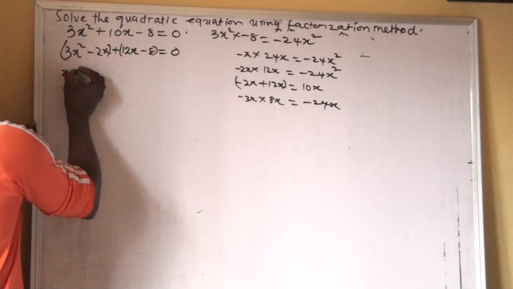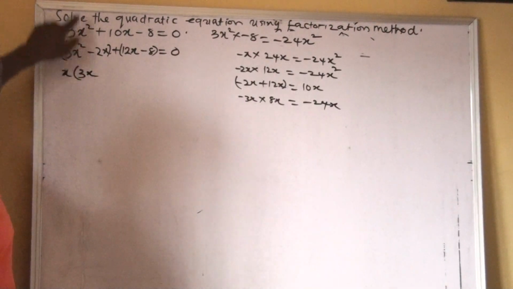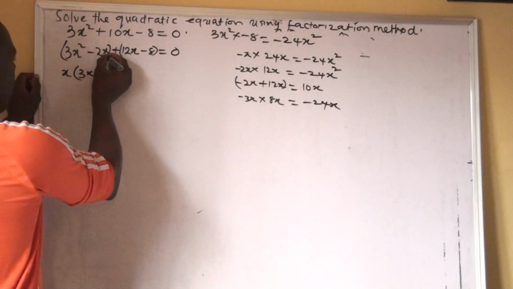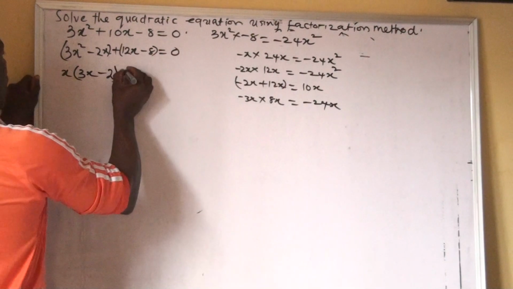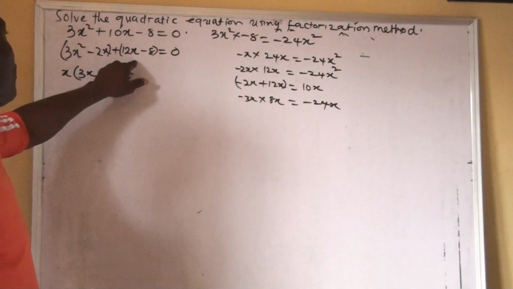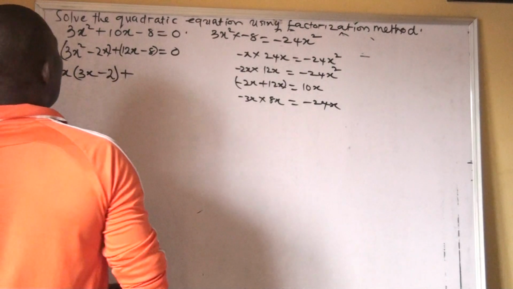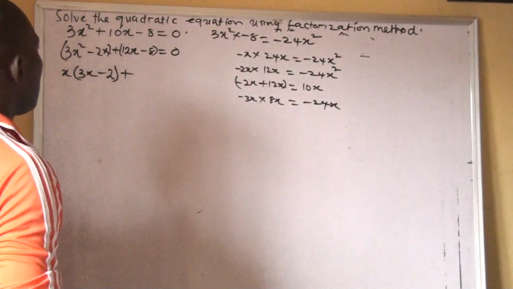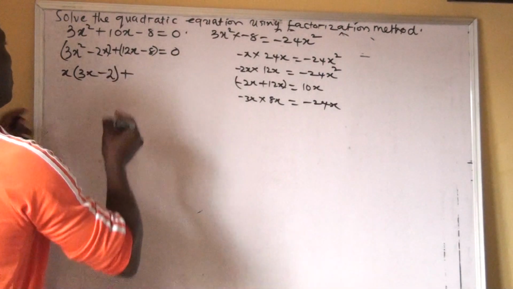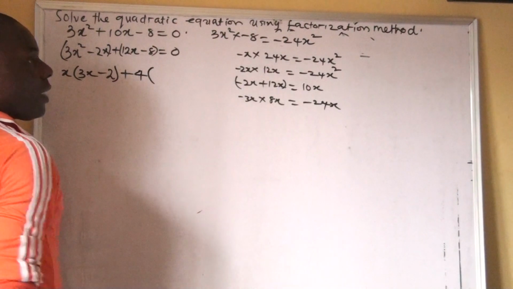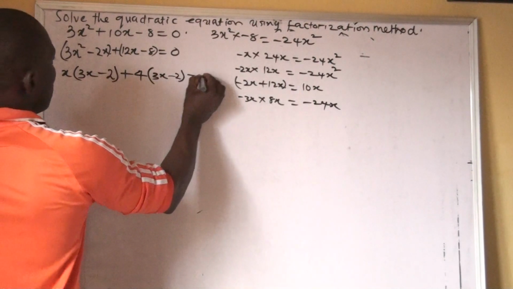So we remove x from here. Here will become 3x, since x times 3x gives us 3x squared. And here, we factor out x, we are left with minus 2. You close your bracket. We come to this term here, 12x minus 8. Let's look at the common factor between 12 and 8. The common factor here is 4. 4 divides 12 to give 3, and 4 divides 8 to give 2. So here we put out 4. It's a common factor here. And here we have 3x minus 2 equals 0.